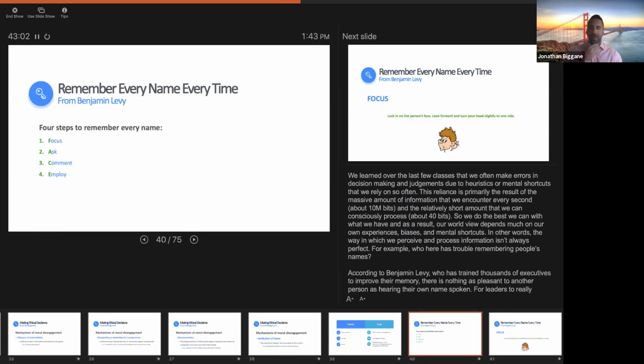So what I want you to do now is we're going to take a little bit of a break from this ethical behavior stuff, and I'm going to teach you a little trick. You're not going to have to use this unless you want to, but we know that people make errors in decision making and judgments due to heuristics or mental shortcuts that we rely on so often. We encounter a massive amount of information that we can't consciously process. And so we do the best with what we have.